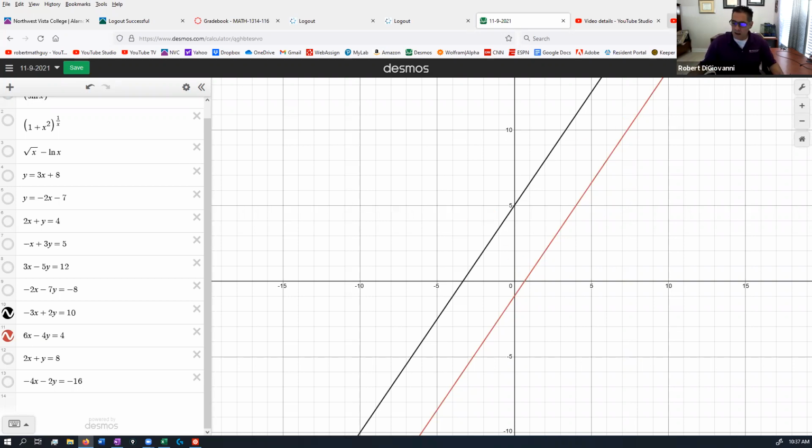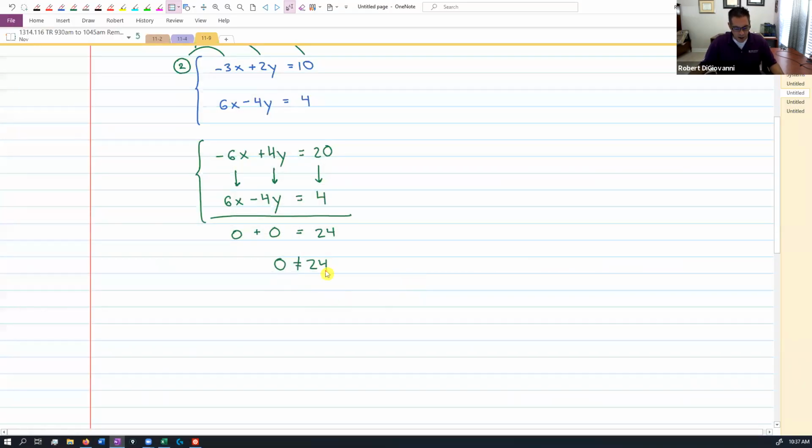Well, it's in the work. At the end, you get something that's nonsense, right? This makes no sense. 0 does not equal 24. This is no solution, right? These lines never hit each other because 0 doesn't equal 24, at least not today. That's how you know two lines are parallel.